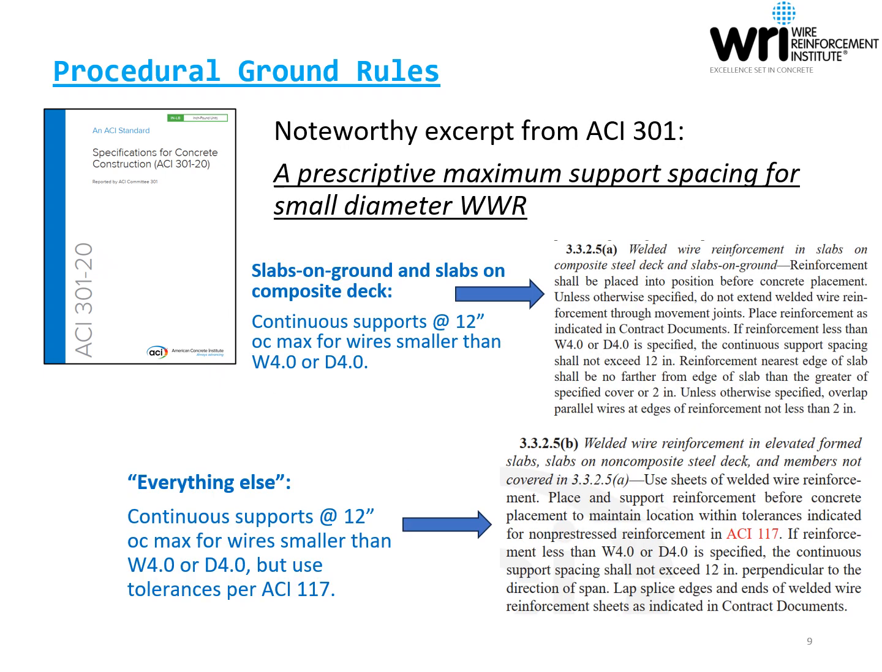There is additional noteworthy content in ACI 301 that is specific to small diameter welded wire reinforcement, which is generally considered to be sizes smaller than W4.0 and D4.0. For slabs on ground and slabs on composite deck, ACI 301 requires supports at 12 inches on center maximum. The same support requirement also applies for every other application in which this small diameter welded wire reinforcement material is used, but with the caveat that tolerances be per ACI 117. We will explore some of the nuances of this prescriptive support spacing in later slides.